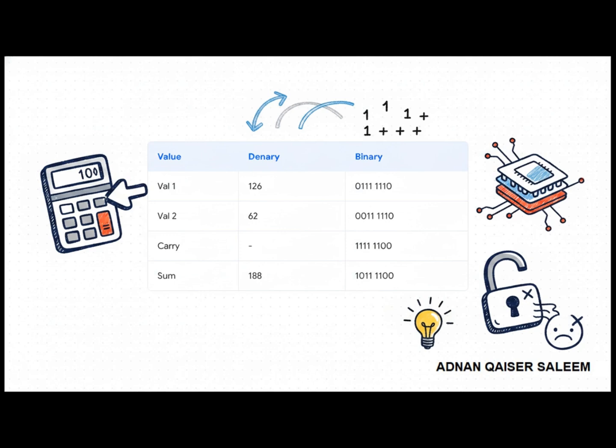You have to be so careful here. Dropping a carried 1 is the easiest way to lose a mark on the exam. Our final 8-bit answer here is 10111100, which perfectly equals 188.